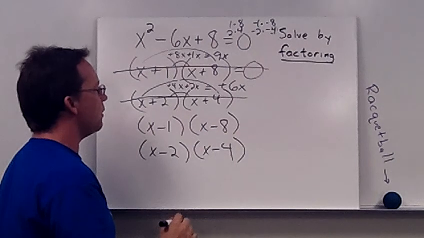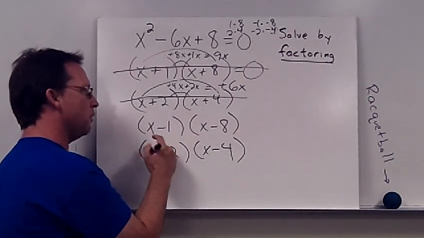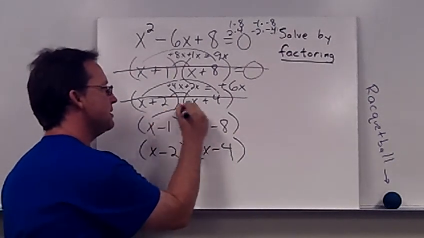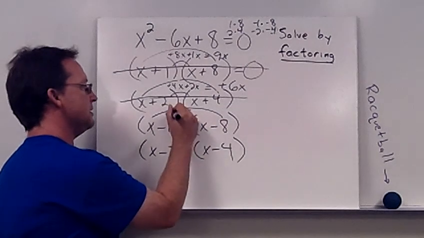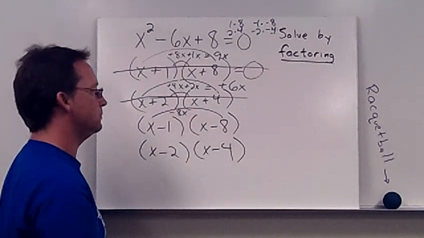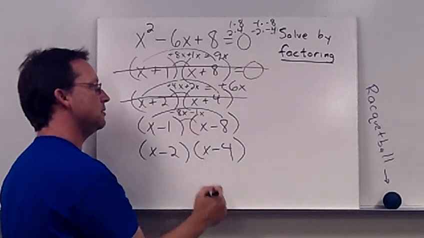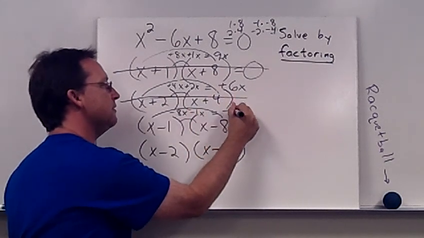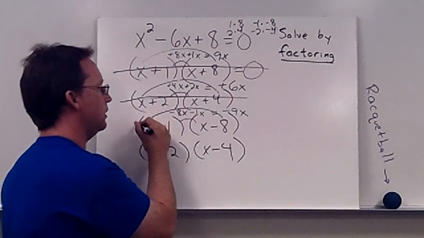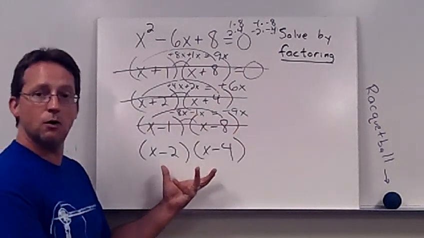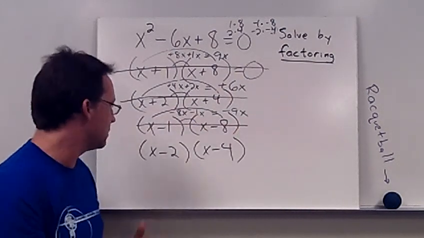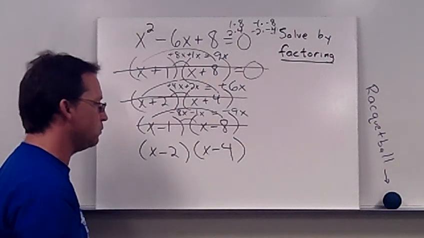All right. We move on and we try to FOIL here. X times a negative 8 is a negative 8x. Negative 1 times x is a negative 1x. Combine those, I get a negative 9x. No good. All right? And so hopefully I've saved the best for last here. Hopefully this is the correct one.